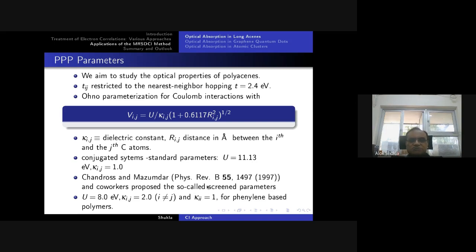Okay, and Chandross and Mazumdar long back, in the context of phenylene based pi conjugated systems, saw that if they reduce U to 8, not take it to be so high, and in addition use a dielectric constant, then they got better results. So in our calculations, we have been using both sets of parameters, that is the standard parameters as well as the Chandross Mazumdar parameters, which we call screened parameters.